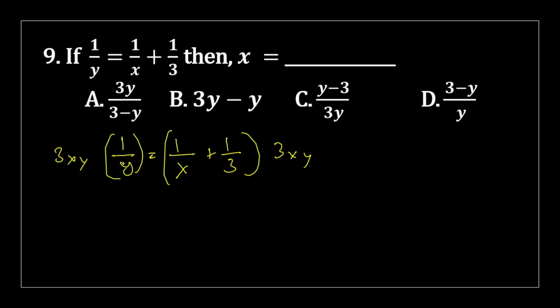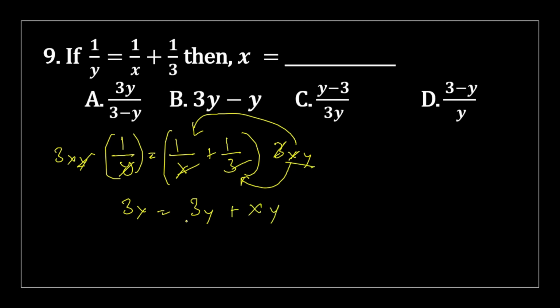On the left side, y is being cancelled, so 3x times 1 is 3x. On the first term on the right side, we cancel x and we have 3y. On the second term, we cancel 3, and what's left is xy. So plus xy.